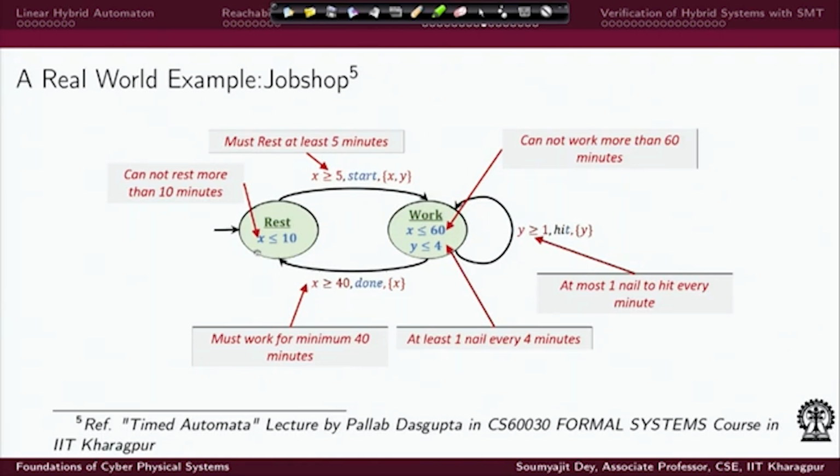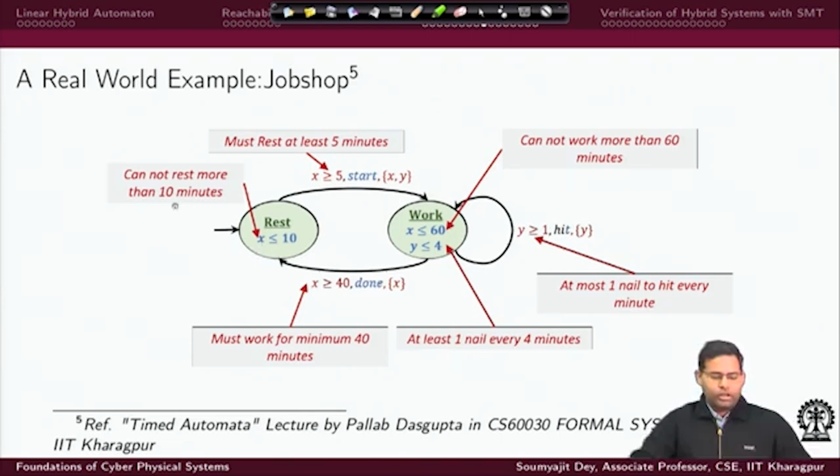Let us say I do not allow them to rest for more than 10 minutes. That is how I model it, but they must rest at least 5 minutes. That would be a guard here. Then with the start event they will start working, and both the clocks x and y will be reset. During work there is again a specification of how much they should work. They must hammer one nail every 4 minutes. That is specified by y less than 4, and whenever they hammer one nail there is a hit event.